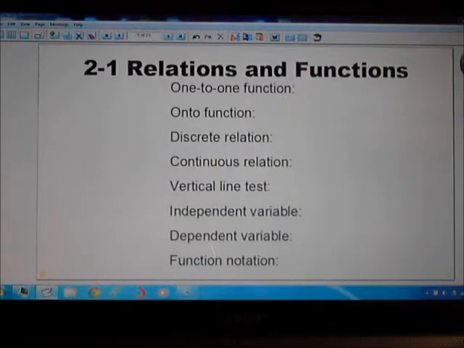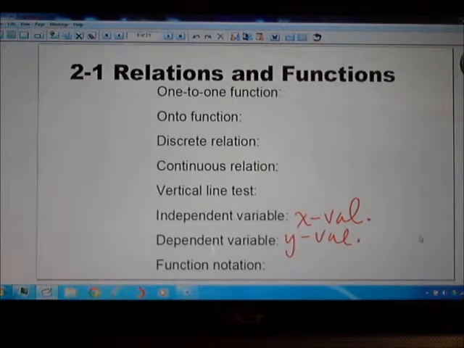These are several of the terms that we're going to discuss. Most of this we will do in class. I wanted to go over the difference between relations and functions and the different representations that you're going to see. To do that, we'll talk about independent and dependent variables, also the vertical line test. Independent is the x values. Dependent variables are your y values.